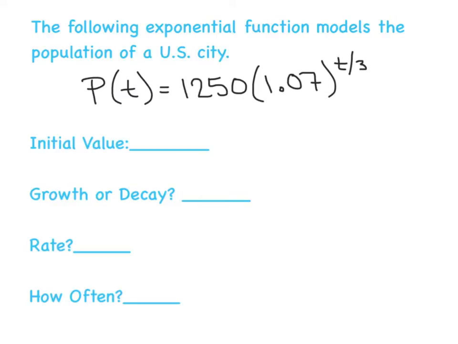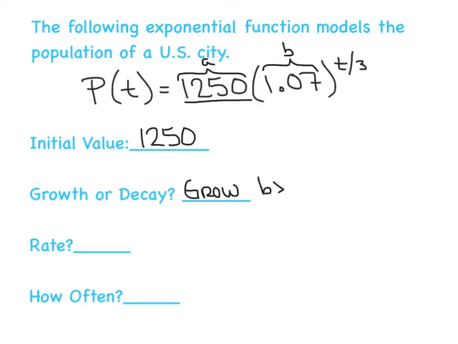So here, to kickstart things, we've got a function that represents the population of a particular U.S. city, and we want to identify these 4 pieces of information just by looking at the equation. First things first, the initial value is simply going to be the a value. So we'd say this right here is the value of a. So 1,250 people is the initial population. Are we growing or decaying? Well, looking at this b value right here, this is growing because b is greater than 1.